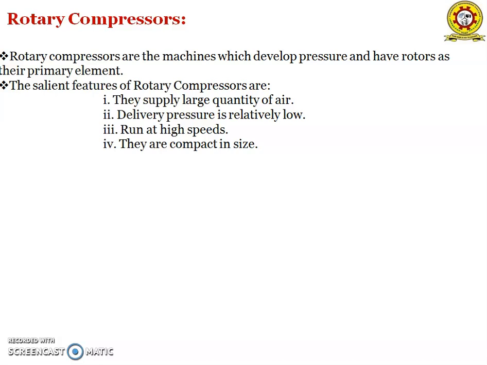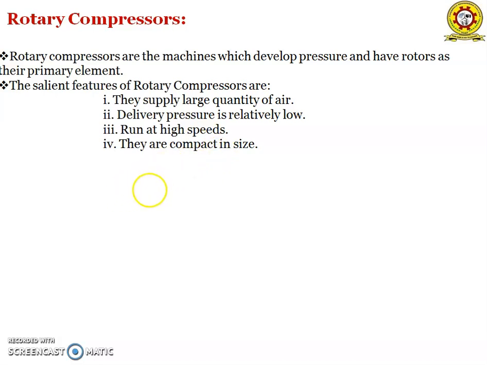Rotary compressors are machines which develop pressure and have rotors as their primary element. The salient features of rotary compressors are: they are used when a small quantity of fluid with high pressure is required. These will give continuous supply. Rotary compressors run at high speed and can be directly coupled to steam turbines, electric motors and high-speed IC engines.